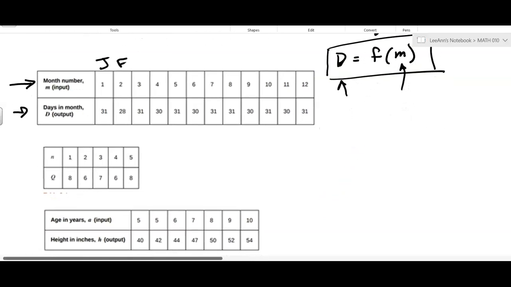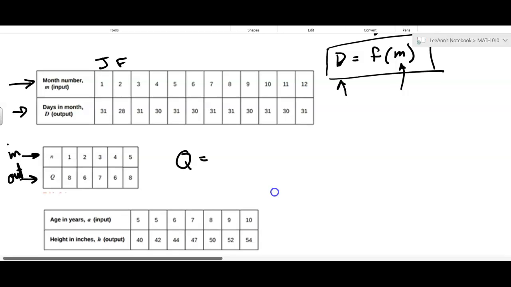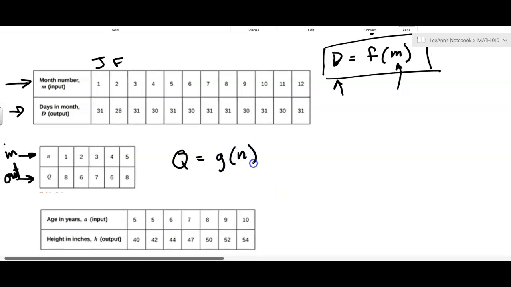Okay, so our next table, here's the input, here's the output. So in, out. And so we're going to say that Q is equal, now I'm going to use a different name because I already used F, so I'm going to say G of N. Now that's arbitrary that I named it G. It's what they had in the book, so I was trying to be consistent. But they just pick a letter to name the function. Okay, so that output, again, output, input.